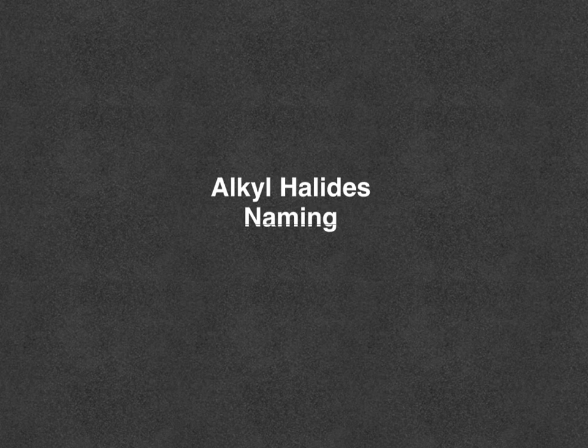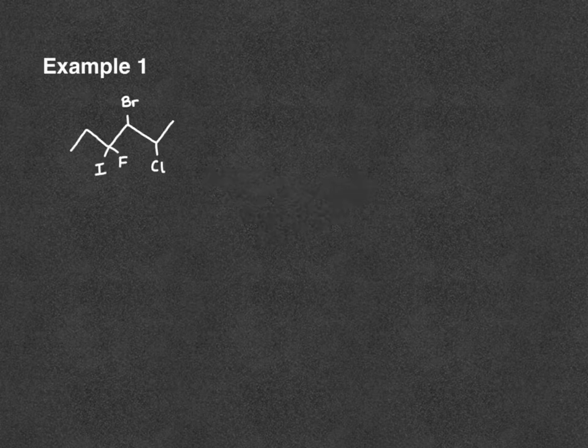In this video, we're going to talk about alkyl halides and look at some examples of naming compounds that contain a halogen atom. So our first example here, we have a straight chain alkane with 4 different halogens. So we're going to walk through the steps in naming this compound.